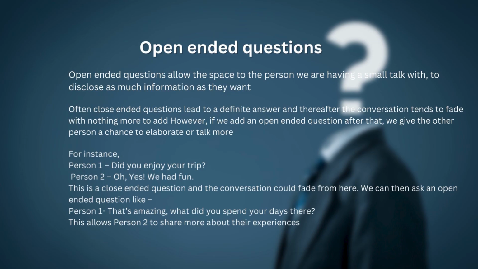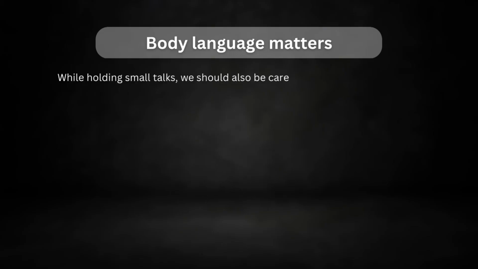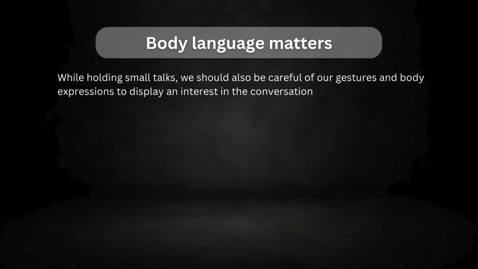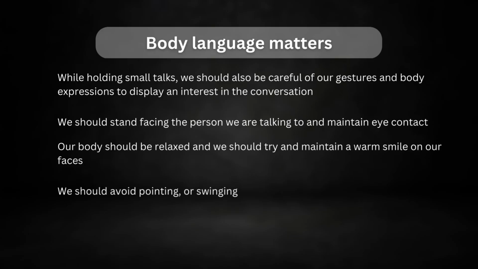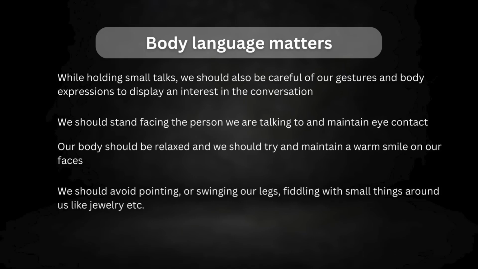And we've already discussed how body language matters. While holding small talk, we should always be careful of our gestures and body expressions to display an interest in the conversation. We should stand facing the person we are talking to and maintain eye contact, which is very important during conversation. We should avoid pointing or swinging our legs, or fiddling with small things around us like jewelry. This is again the etiquette that we need to follow when we are having a conversation with another person, right?